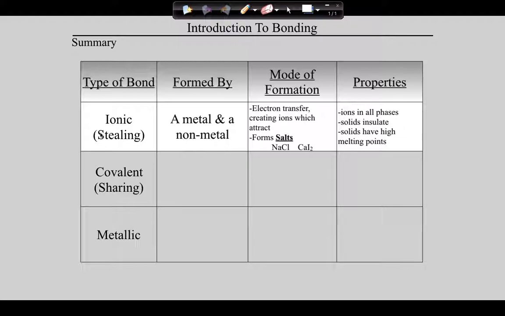You guys good there? So now let's talk about covalent bonds, sharing bonds. So guys, if we're going to create a sharing bond, what atom pairings make those? Nonmetal to nonmetal. If they are the same nonmetal, it's a nonpolar bond. If they are different nonmetals, it's a polar bond.